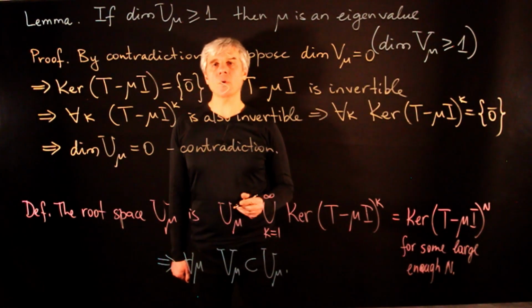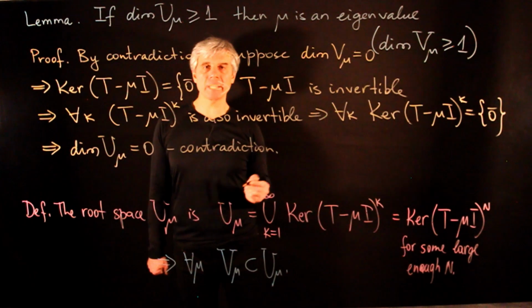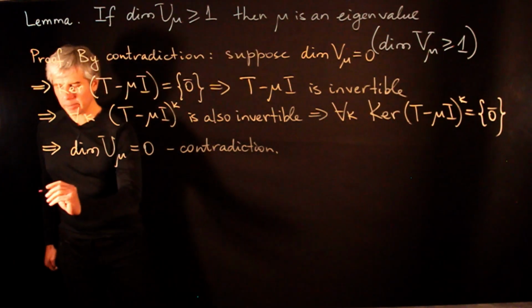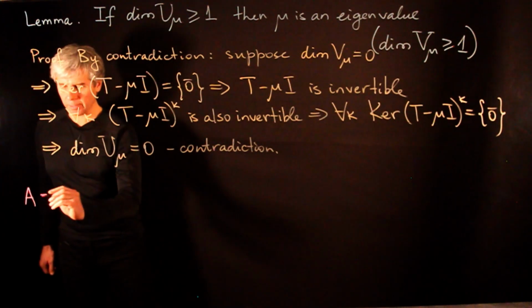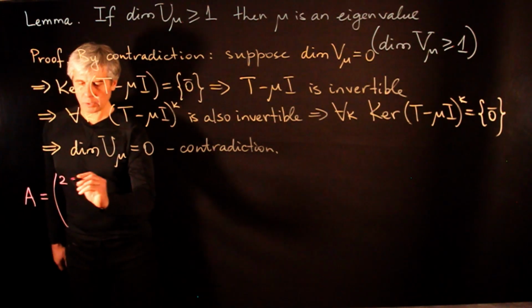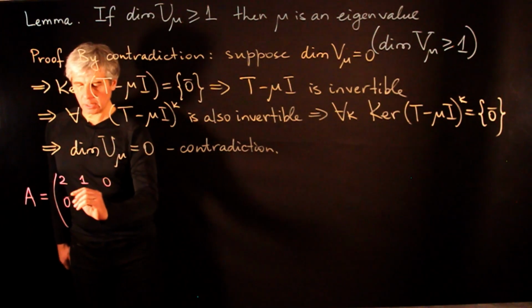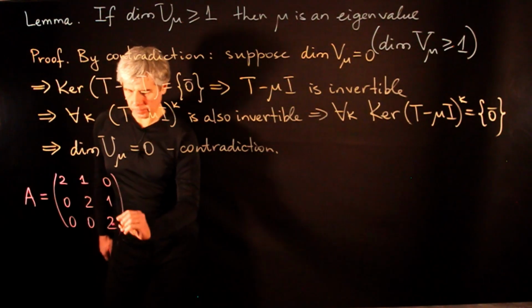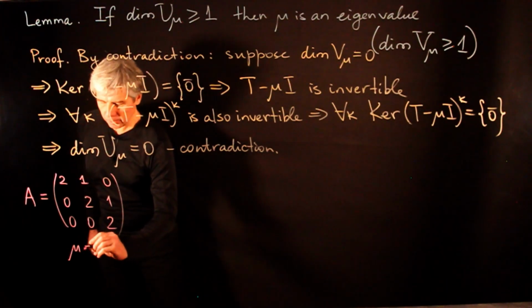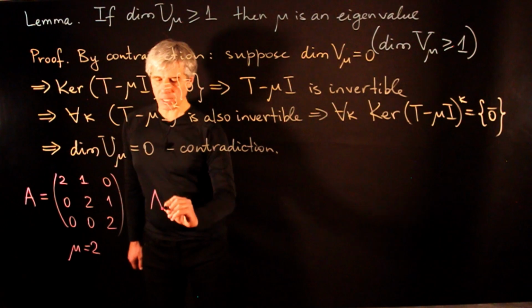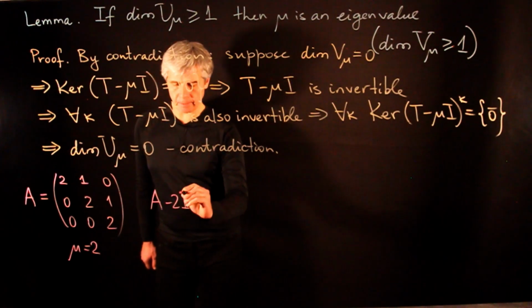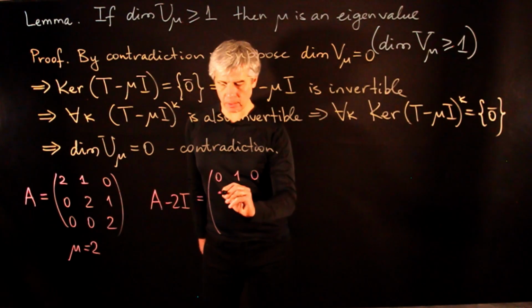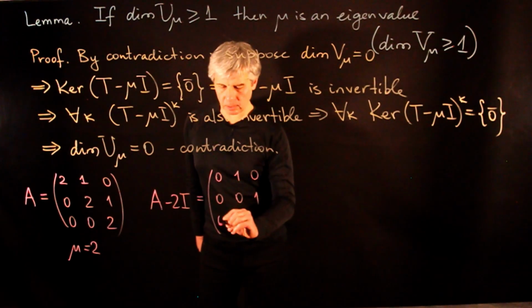So we see that only eigenvalues of a linear operator give rise to non-trivial root spaces. Let us revisit our example. Let's look at the 3x3 matrix A, which is 2, 1, 0, 0, 2, 1, 0, 0, 2. Here we have a single eigenvalue, mu equals 2. The matrix A minus 2I is 0, 1, 0, 0, 0, 1, 0, 0, 0.